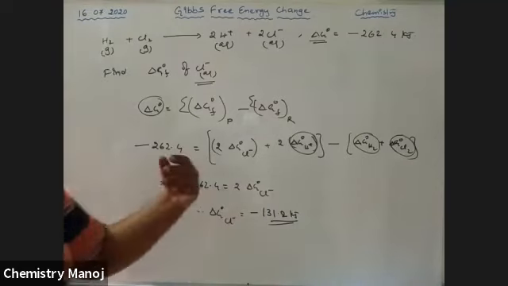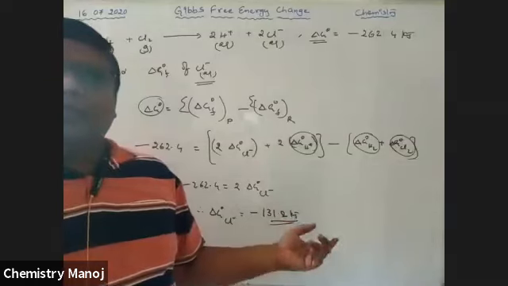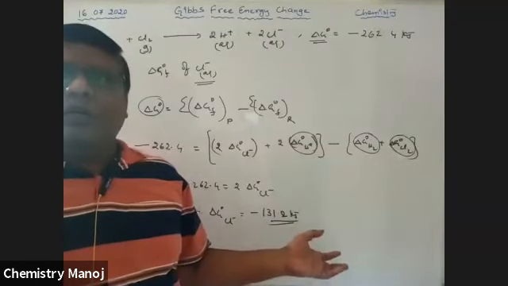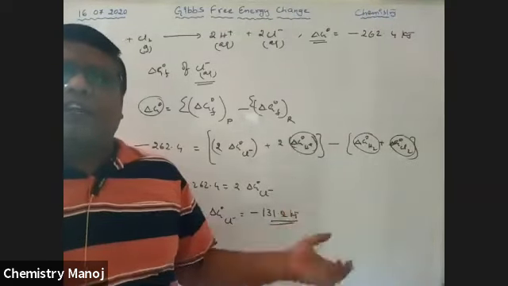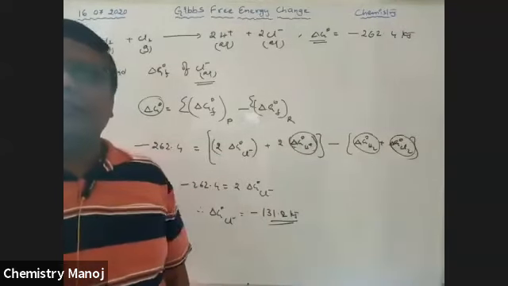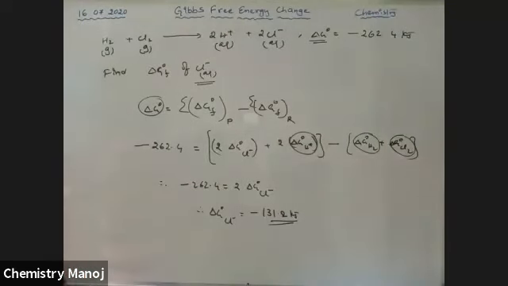So H2, Cl2, O2: elemental form, delta G naught is equal to 0. For hydrogen, H+ is the standard form, not H2. Those are arbitrarily taken as 0.